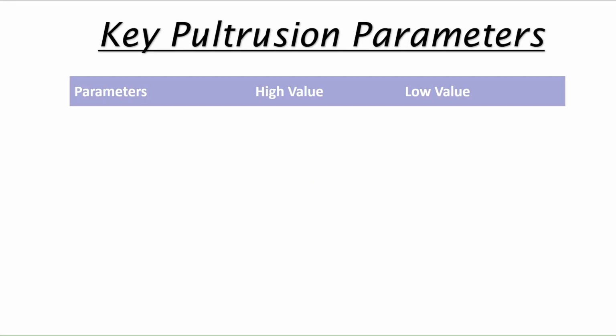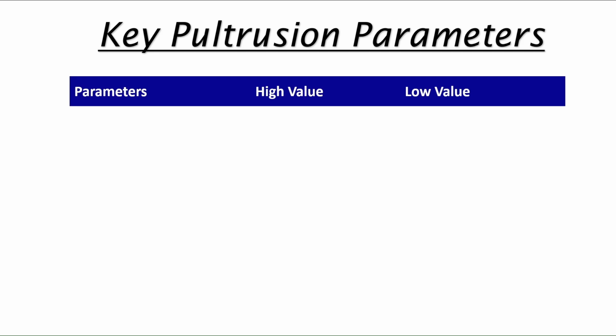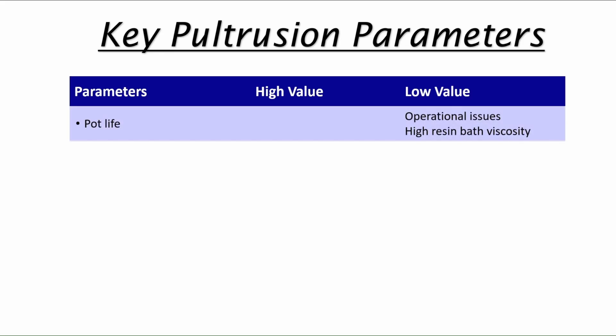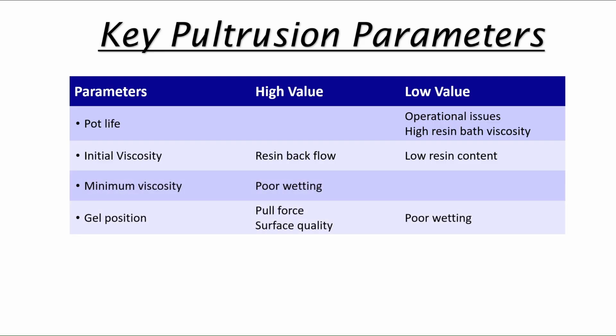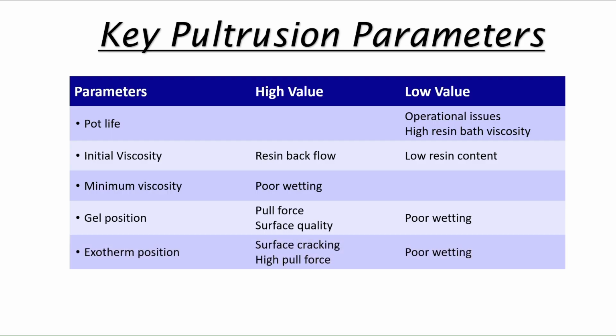While the pultrusion process is a simple and continuous process, engineers have to balance quite a few process parameters to optimize the process and avoid processing issues. Key parameters to watch are pot life, resin bath viscosity, or the initial viscosity, minimum viscosity of resin as the part moves through the die, position in the die where resin gels, position in the die where the center of the part achieves highest temperature, and final degree of cure as the part comes out of the die.